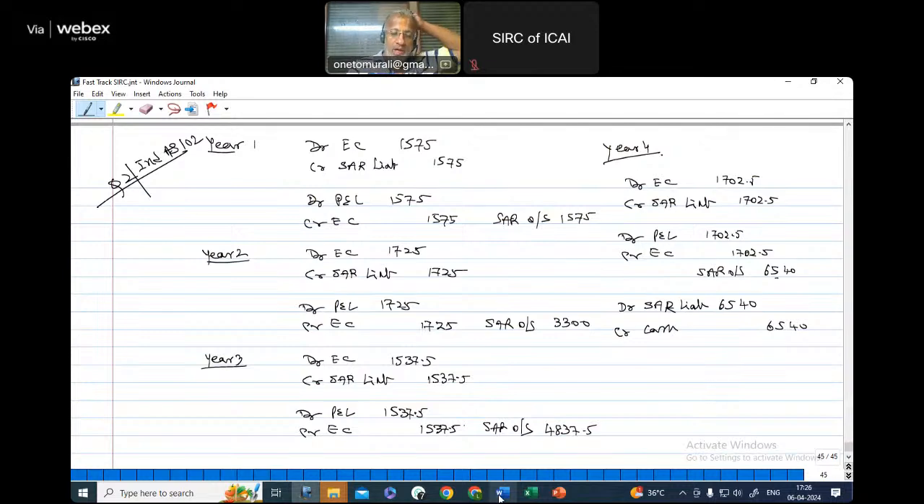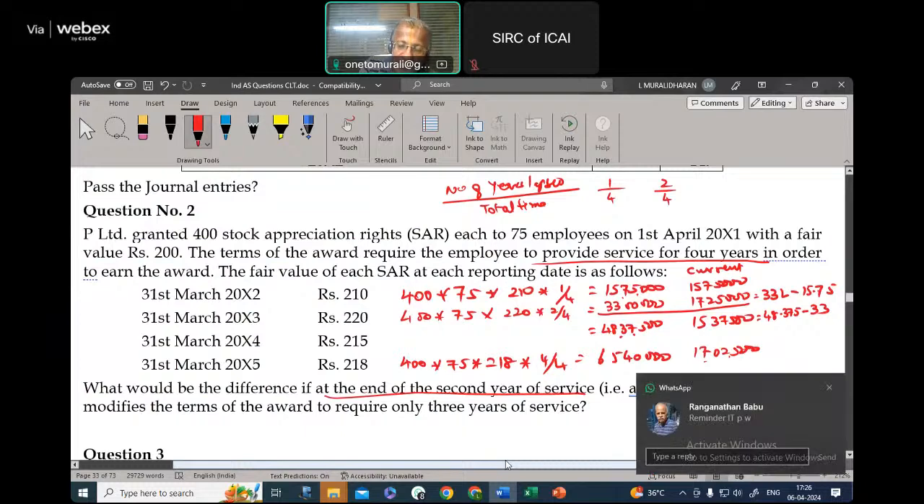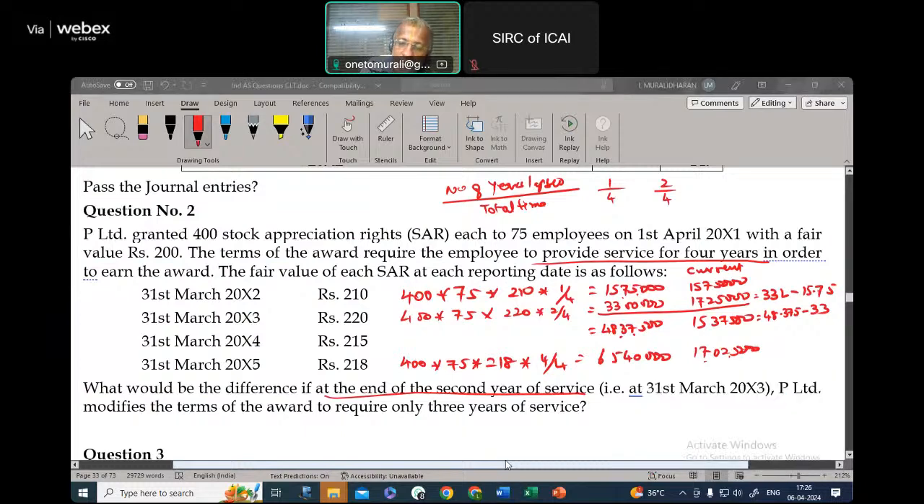Okay. Now the question is, what would be the difference if at the end of the second year itself you are shortening the period by 1 year? So this got over at the end of the second year. You just get the feel that you can finish it off in 1 year. How has the same got to be taken up?